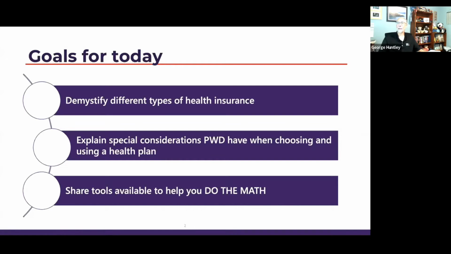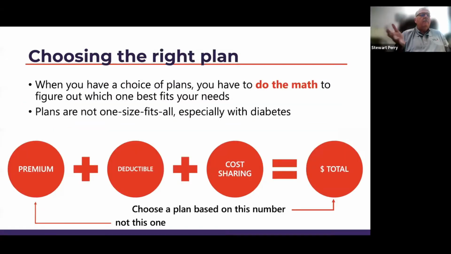So why don't we get to the math? George, how do you choose the right plan? When you say do the math, what do you mean? Well, it's math. You want to know your total cost. We all know what a premium is, and we all know what a deductible is. But it's not the premium, it's not the deductible, and it's not the cost sharing alone. Any one of those buckets or circles is important, but it's the far right-hand circle that's the most important. It's your all-in cost, and that's what will tell you whether you've got the most cost-effective plan for you.